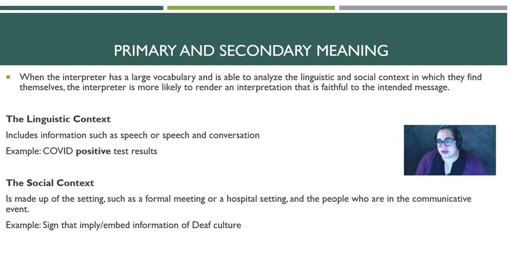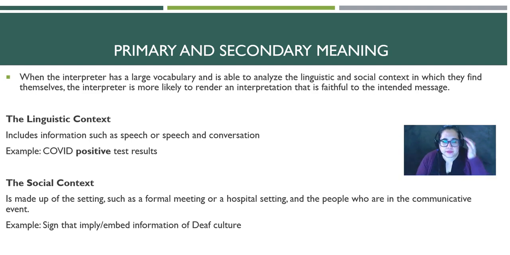Could be a range of ASL users. And so if we look at the slide, the distinction between the linguistic context, which is what includes information such as speech or speech and conversation, which is my example, what is spoken, the COVID positive test results, and the social context being what is made up of the setting, be it a formal setting, a hospital setting, or the people who are in this type of communicative event, which is, to the example of the COVID positive test results, why that interpreter in my example is choosing not to sign positive, but instead to sign COVID or any variation of that.